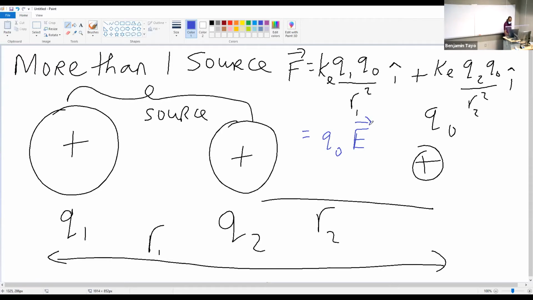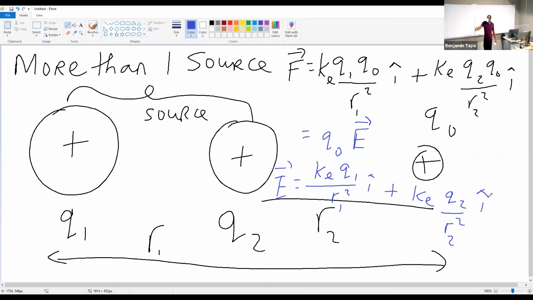In this case, the electric field E produced by source number 1 and source number 2 is equal to k_e Q1 over R1 squared i plus k_e Q2 over R2 squared i. Does that make sense?